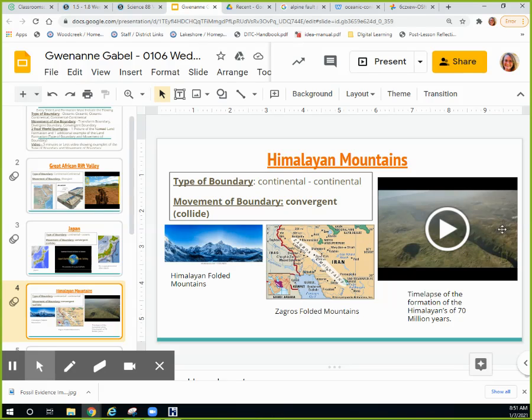And this video is a time lapse of that, so you can watch India and Eurasia collide together over the course of 70 million years. The video shows it a little faster, and it's really amazing to watch how these magnificent mountains were formed. Another example that a couple of my students found were the Zagros Mountains in Iran. So you have that boundary, those two pieces of continental plates colliding and forming that mountain range.